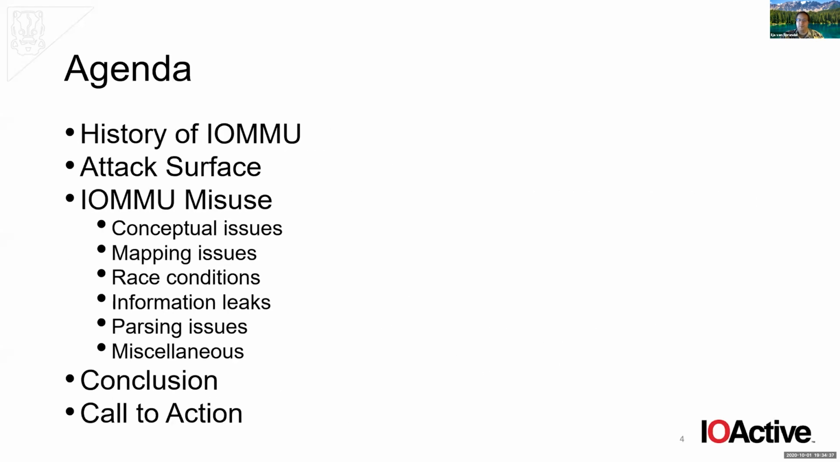So our agenda is pretty simple. I'll start off with a very simple history of what leads up to the IOMMU, and then we'll describe the primary attack surface, and then we'll dive right into all the cases that can go wrong when using an IOMMU from a driver's perspective. And then we'll have a short conclusion at the end, and we'll have a call to action.